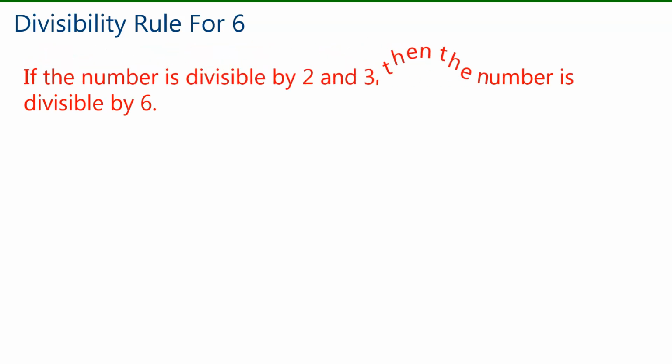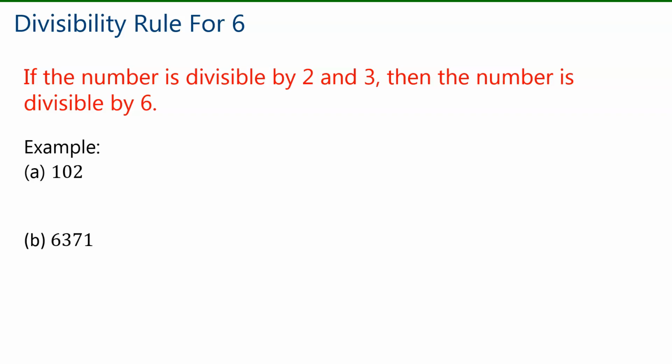So now let's look at 6. What does the rule for 6 say? If the number is divisible by 2 and 3, then the number is divisible by 6. So we have to check two things. We got to see if it's divisible by 2, meaning we got to see if it's even. And then we just learned the rule for 3, which means we have to add the digits. So if both of these things are true, it's divisible by 2 and 3, then it's divisible by 6.